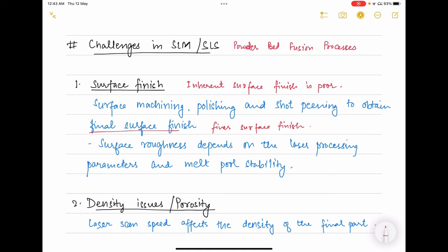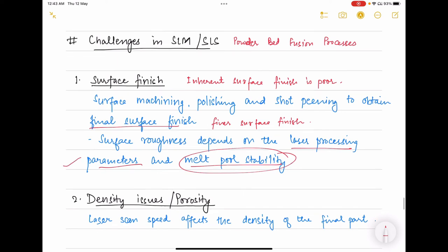Now, surface roughness depends on the laser processing parameters and the melt pool stability. The higher the stability of the melt pool, the better the surface finish. And the laser processing parameters need to be optimized to get proper surface finish.